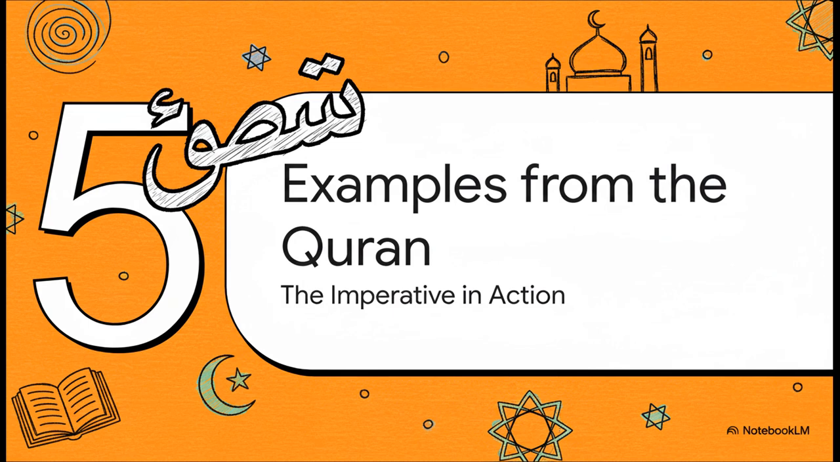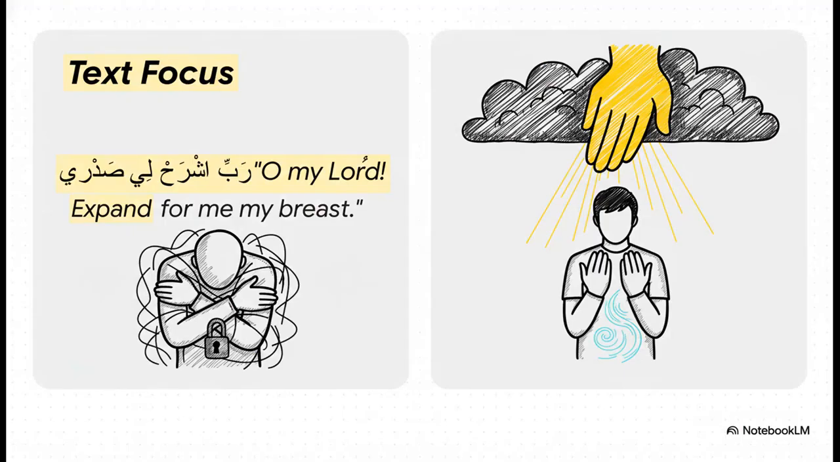And there's no better place to see this incredible flexibility in action than in the Quran, where this verb form is used with unbelievable depth and purpose. Let's start with the prayer of the prophet Moses. He says, "My Lord, ishrah for me my chest." The verb ishrah means expand. Now, grammatically, that's a command, but he's about to face this huge, monumental task of confronting Pharaoh. In that context, it's not a command. It's a powerful plea for confidence, for strength, for divine help.